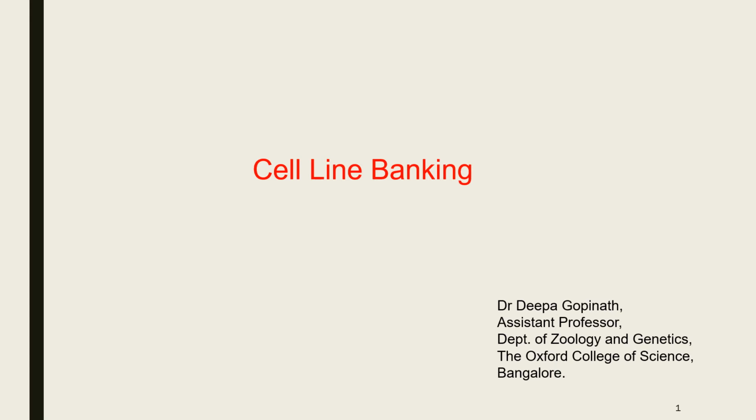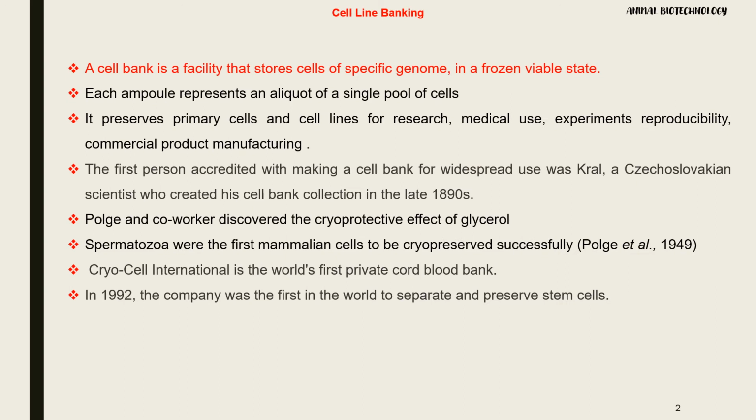Good morning, students. Today's topic is cell line banking and cryopreservation. A cell bank is a facility that stores cells of specific genome in a frozen viable state so that it can be used for medical use, research, and commercial product manufacturing. Each ampule in the cell bank is derived from a single pool of cells.